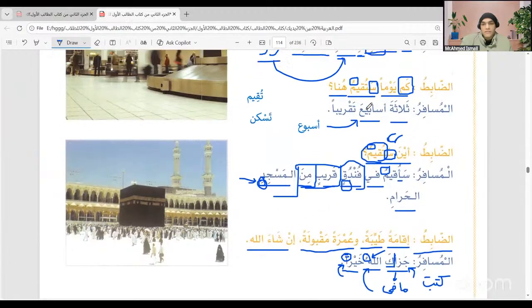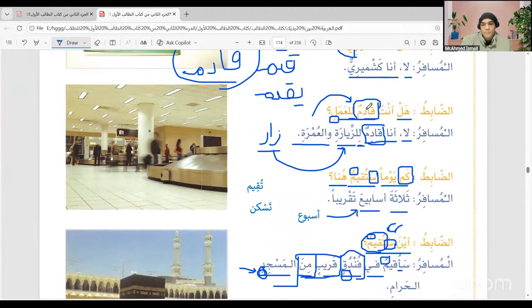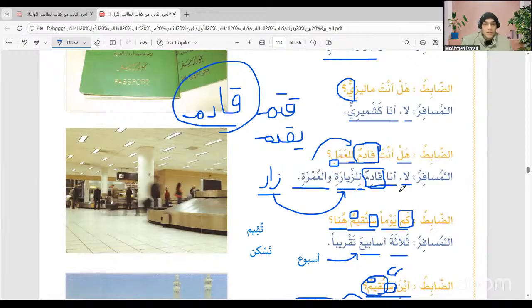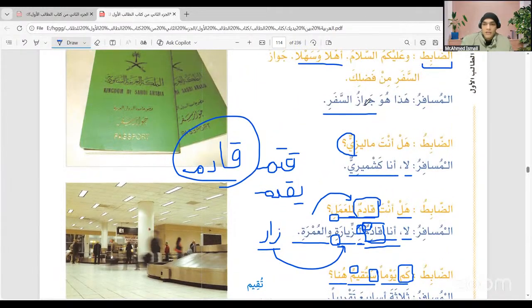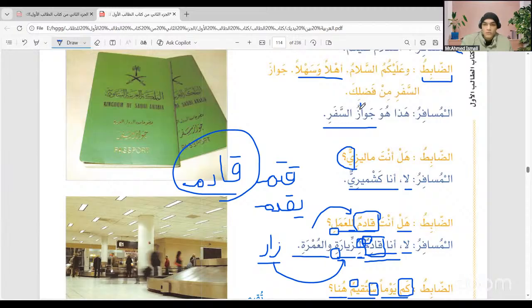And for example, what else? Oh yeah. أنا قادم. So أنا is مبتدأ, and قادم is the خبر, which is why we have double dhamma above it. And you also have للزيارة. Why do you have كسرة here? Because of the lam before it, it's حرف جر. Okay, also we have والعمرة. Okay. هذا هو جواز. هو is مبتدأ, and جواز is the خبر of this مبتدأ, so for this reason, it has ضم above it.